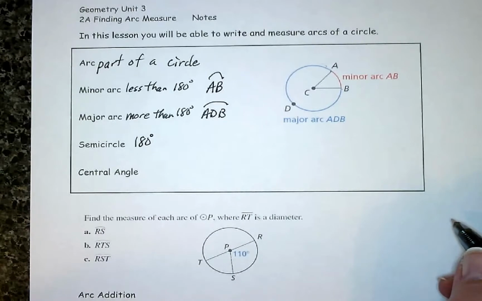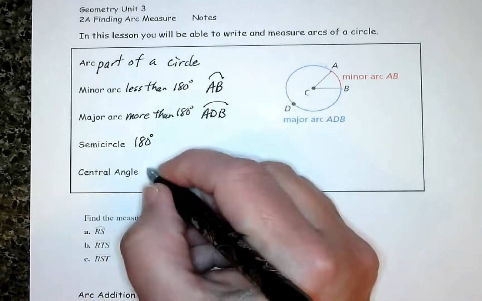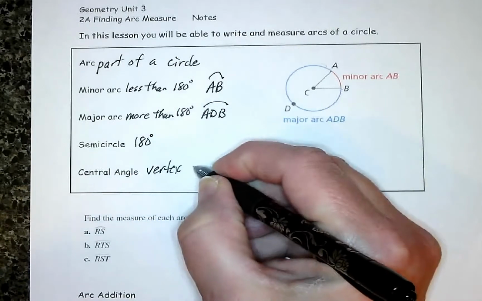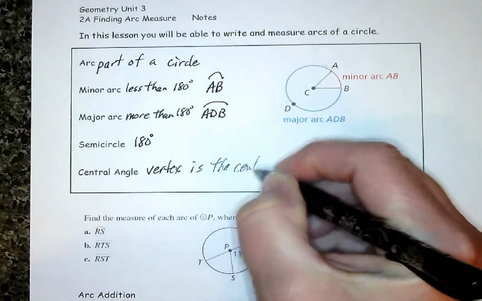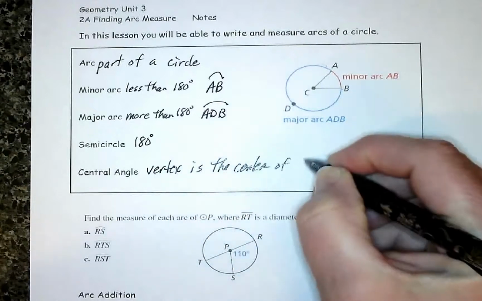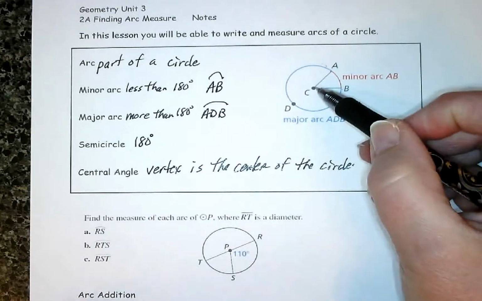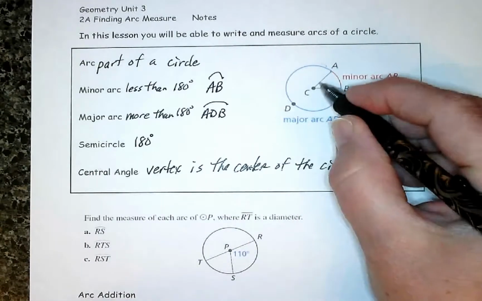The kind of angle we're going to talk about today is called a central angle. A central angle is an angle whose vertex, that point of the angle, is the center of the circle. So you can see up here, C is the center of this circle, so angle ACB would be considered a central angle.